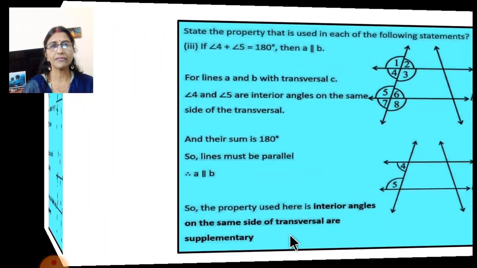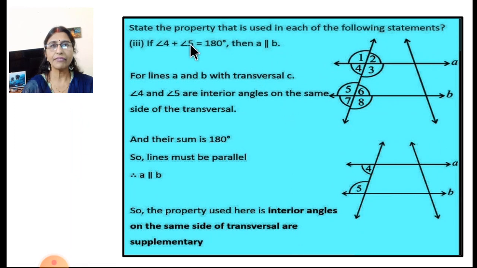Now, the third part of the same question, again we have to state the property which is used here. The question is, if angle 4 plus angle 5 is equal to 180 degrees, then A is parallel to B. Now how will you write? For lines A and B with transversal C, this is the transversal. Now we know angle 4 plus angle 5 is equal to 180 degrees.